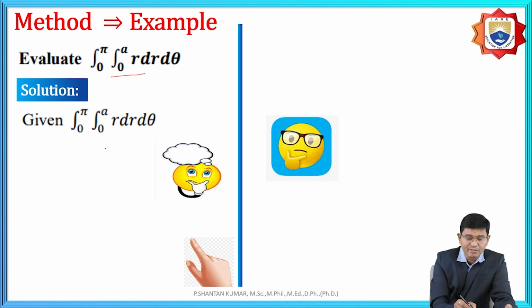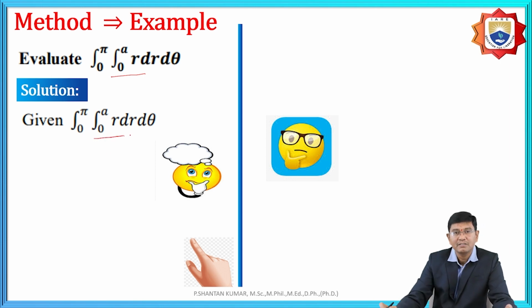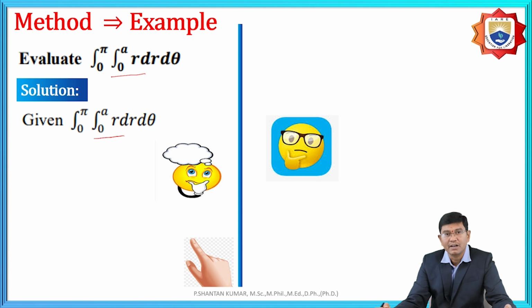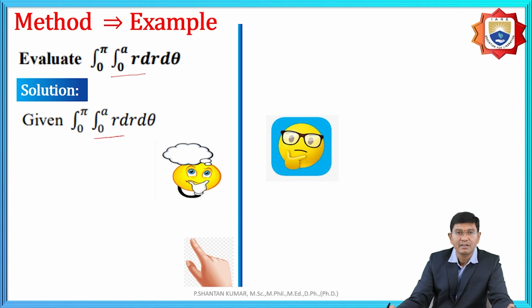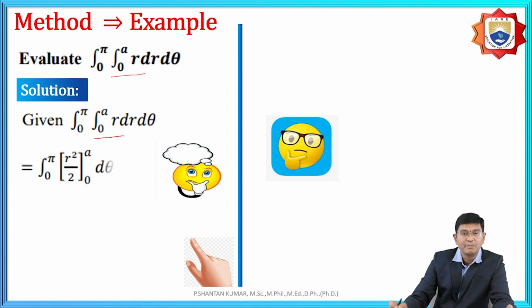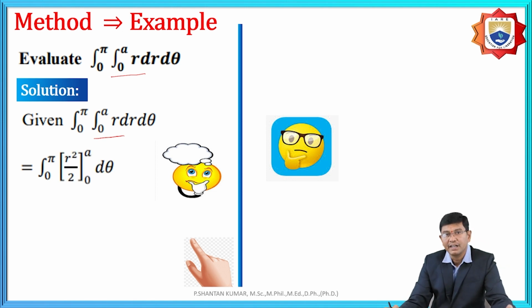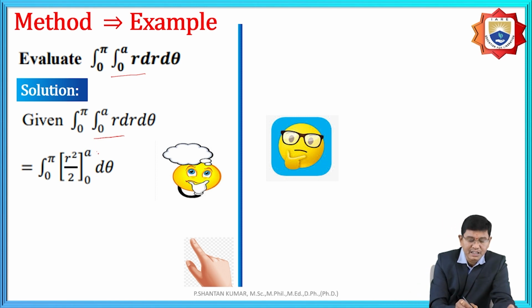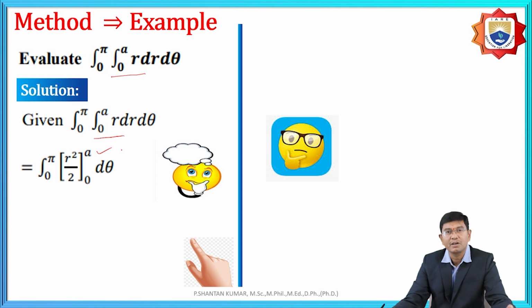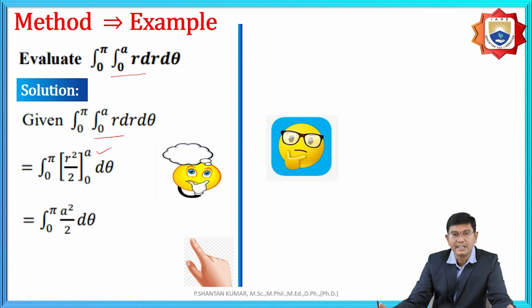First, for 0 to a, we need to integrate with respect to r. While integrating with respect to r, it is r square by 2, with the limits between 0 to a, into d theta. Here the upper limit r is a and the lower limit is 0. After replacing the upper and lower limits, the value will be a square by 2 into d theta. Further we need to proceed with respect to theta.